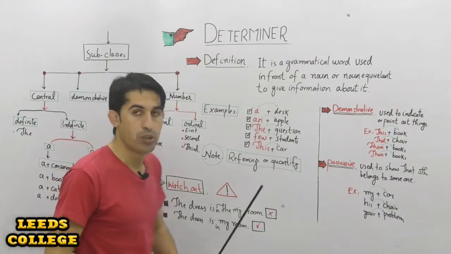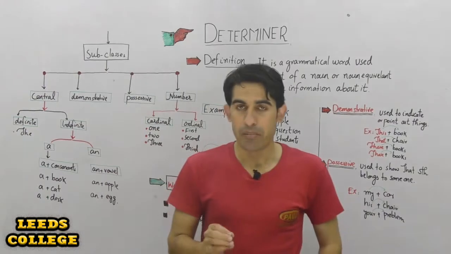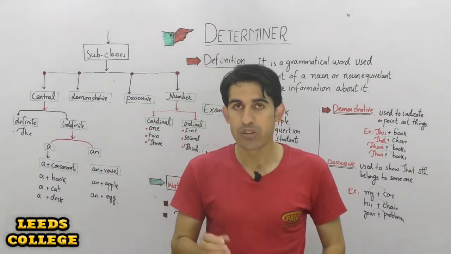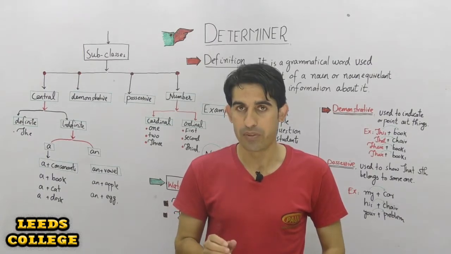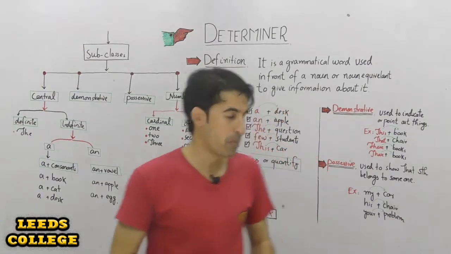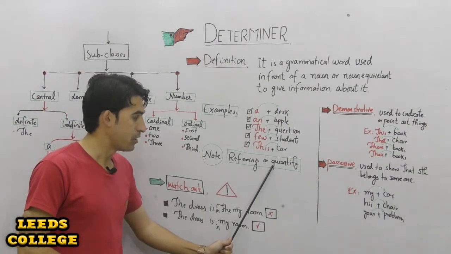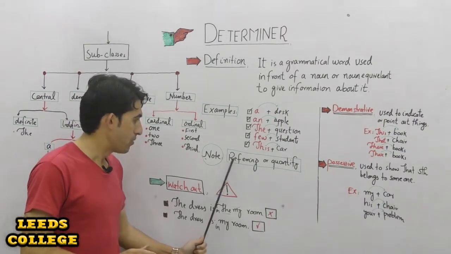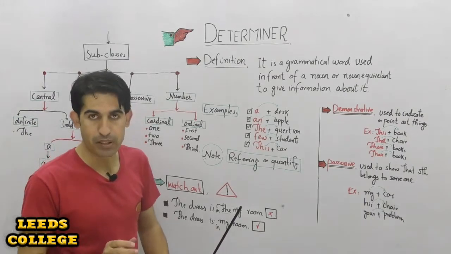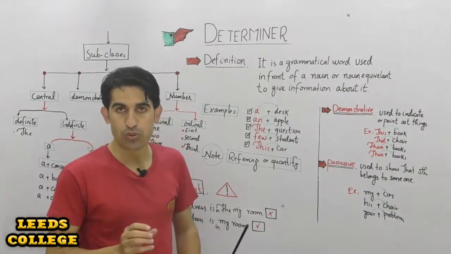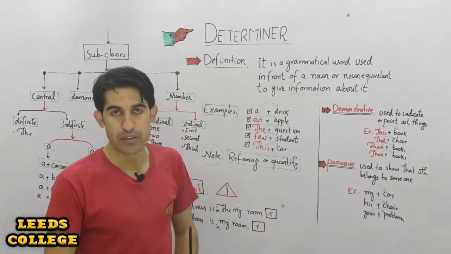Now coming to the point that a determiner may refer to a noun or it may quantify a noun. Based on this concept, determiners are further divided into two types. The first is the referring determiner and the next one is the quantifying determiner. A referring determiner refers to specific nouns. The quantifying determiner includes those determiners which quantify the noun.